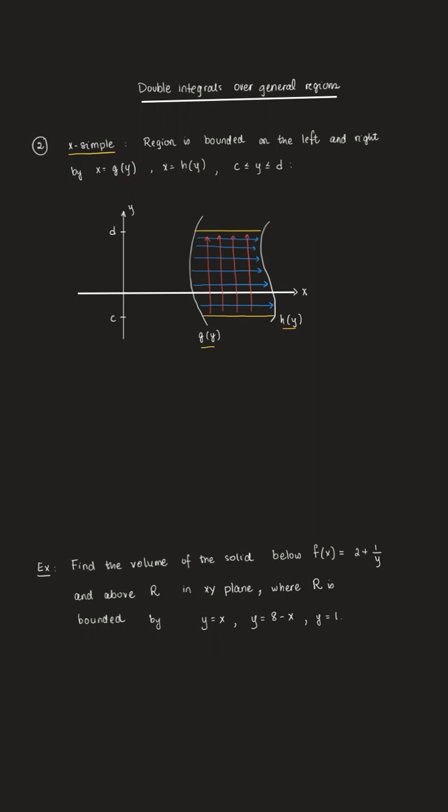So our first integral will be the integral from g of y to h of y of our function, our surface. First we start with respect to x. This is called x simple. And then we follow by integrating with respect to y from c to d.